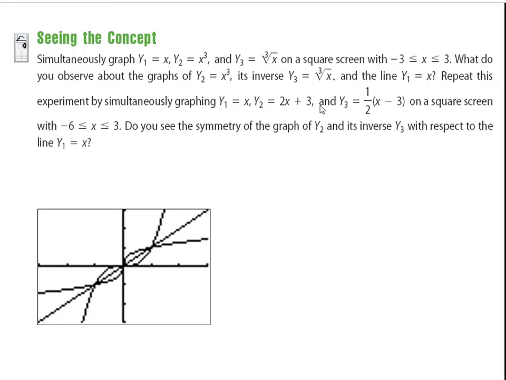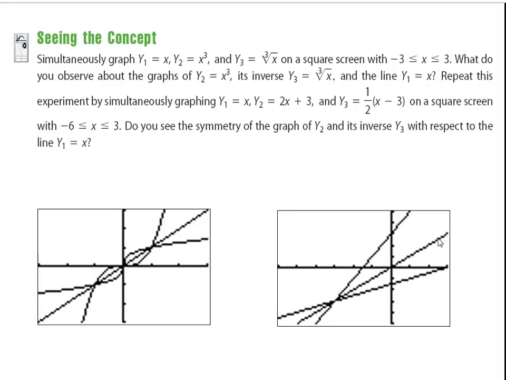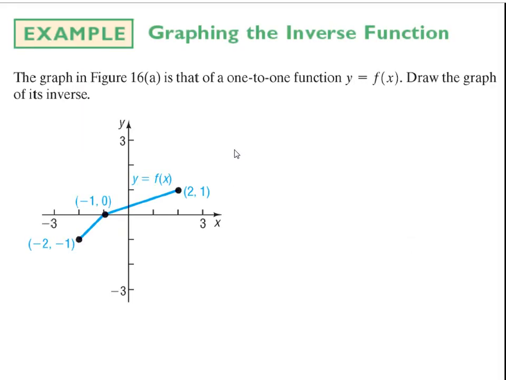Again, please feel free to do this on Desmos or your TI. Pause the video and graph these. Here was the other function that we composed, 2x plus 3 and then 1/2 x minus 3. And if we graph those two functions, we see their mirror images over the line y equals x right here. So we see this symmetry over the line y equals x. And that's always going to be true. A function and its inverse will always be symmetric to each other over the line y equals x.